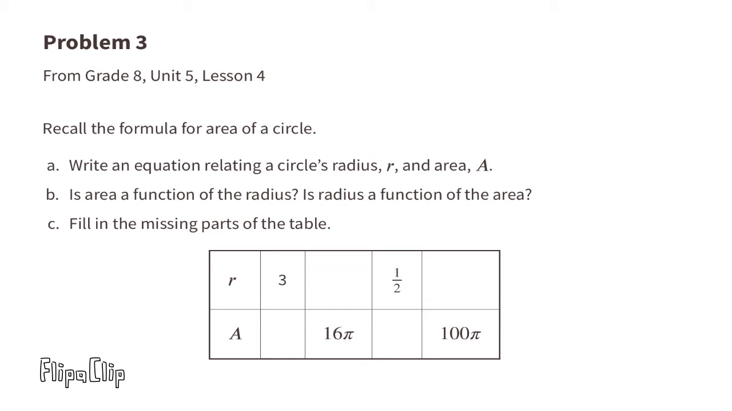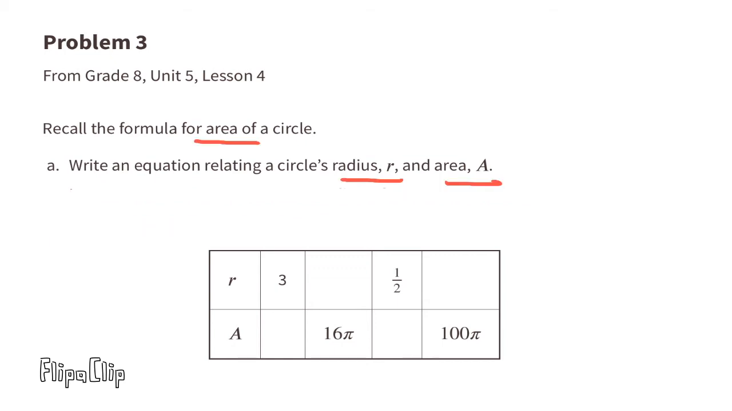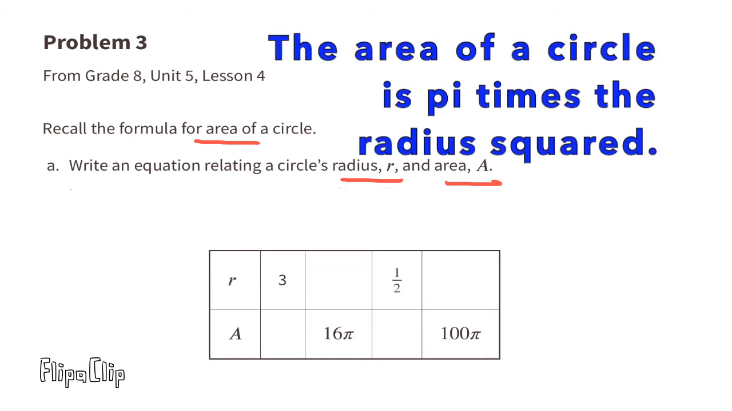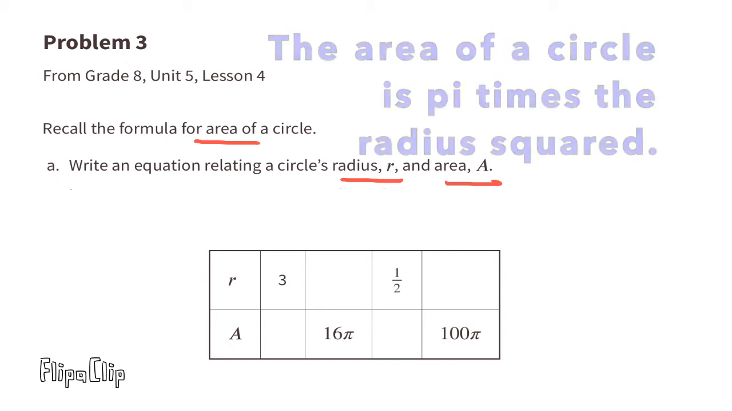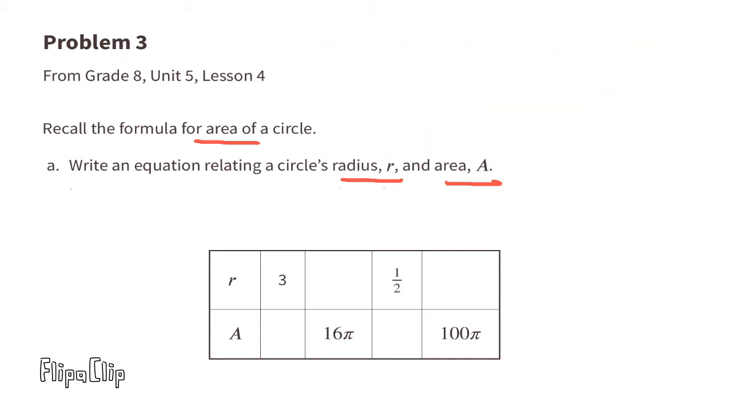Problem number 3 from 8th grade, Unit 5, Lesson 4. Recall the formula for area of a circle. The area of a circle is pi times the radius squared. A. Write an equation relating a circle's radius r and the area A. A equals pi r squared.